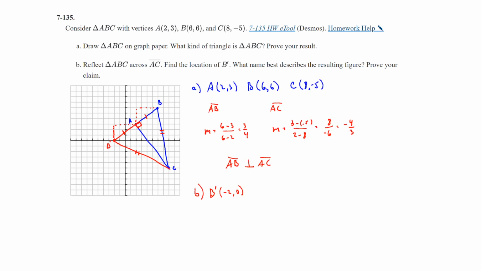So what kind of triangle would describe that? Well, it looks like we have an isosceles triangle because we know that this length right here is congruent to this one by reflection. So we do know it's an isosceles triangle. And I think that answers question B in terms of proving your claim because we reflect it and line segment BC is congruent to line segment B prime C prime.